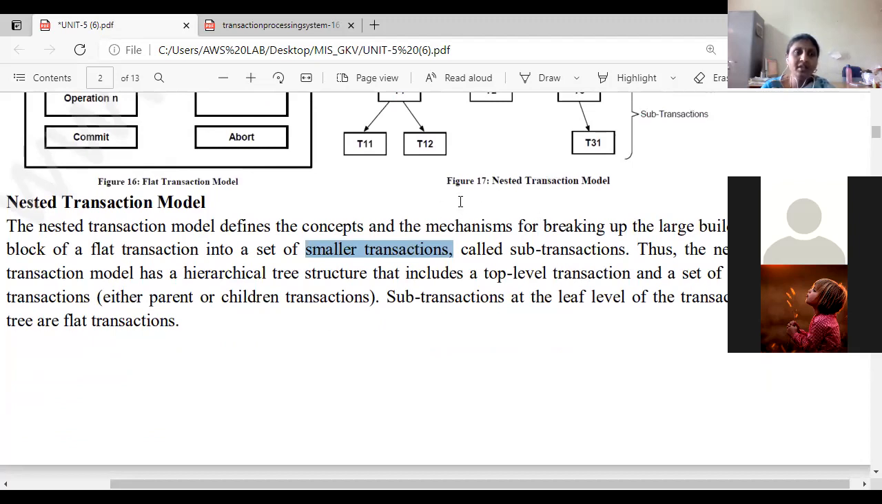So what we are doing here is breaking up the large building block of a transaction into a set of smaller transactions. Those smaller transactions are called sub transactions. This is also called the nested transaction model, and it has another name, hierarchical tree structure, which includes the top level transaction and a set of sub transactions.